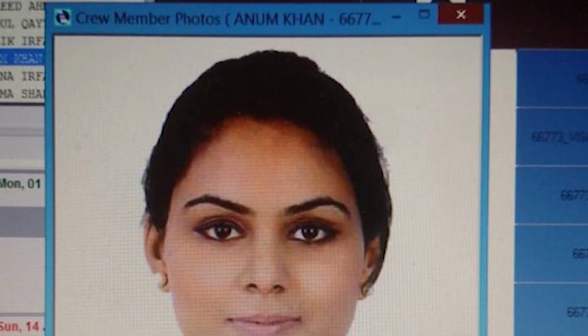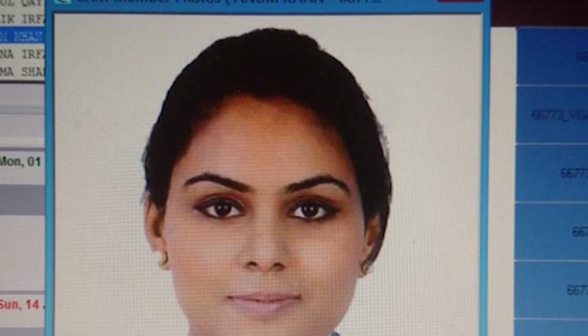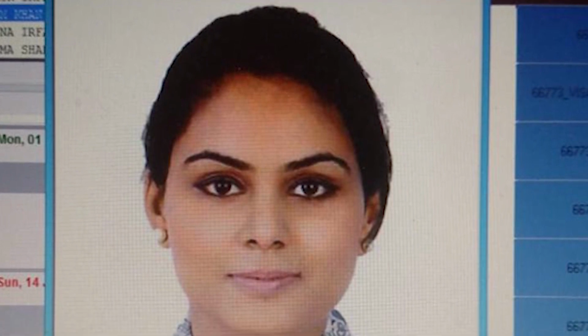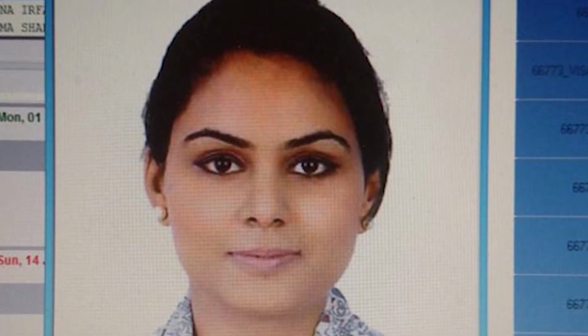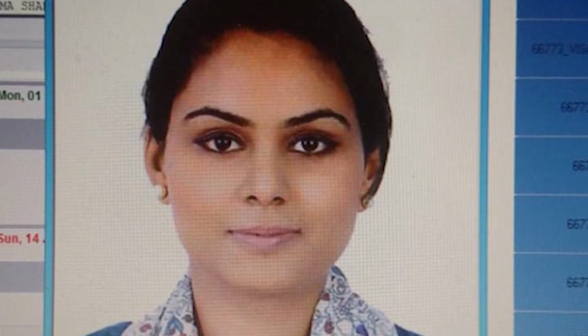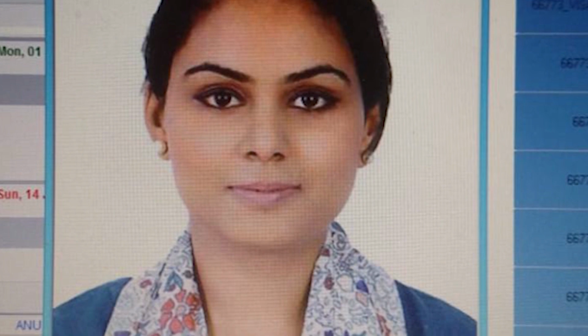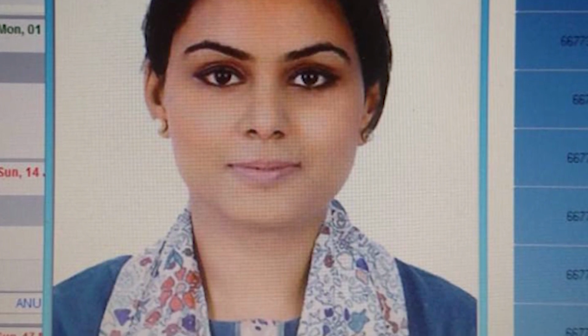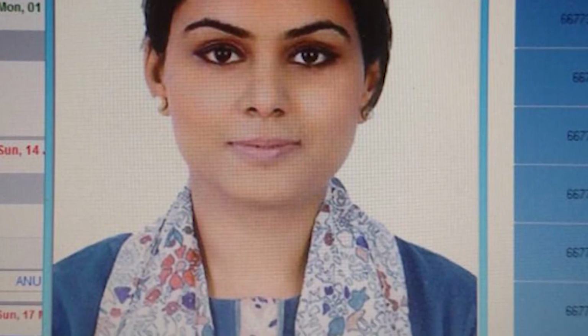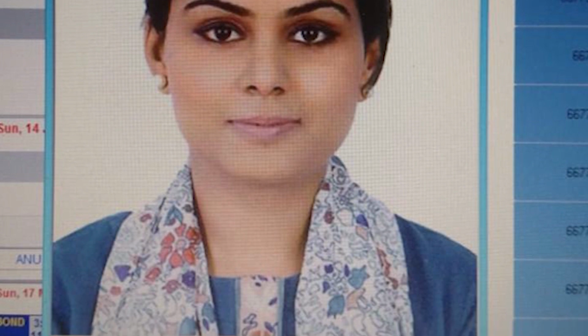Anam Khan was the cabin crew member who was changed at the last minute, and she replaced another cabin crew member, Miss Madiha. She was not supposed to be on this flight, but her roster was changed and she went to Karachi on PK-8303.